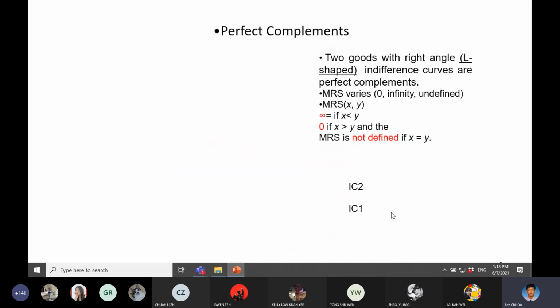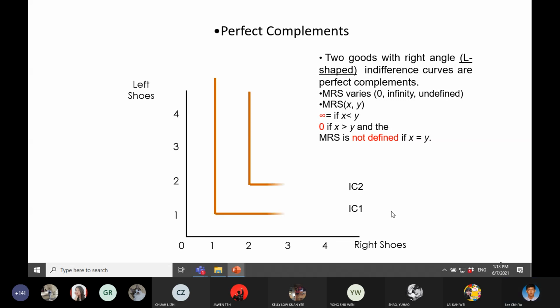Then we have perfect complements. Perfect complements mean that you must use them together, so the curve becomes L-shaped. For example, shoes must be in pairs. That's why we have a right shoe and a left shoe. You must use them in a fixed proportion. Therefore, they will give you satisfaction.